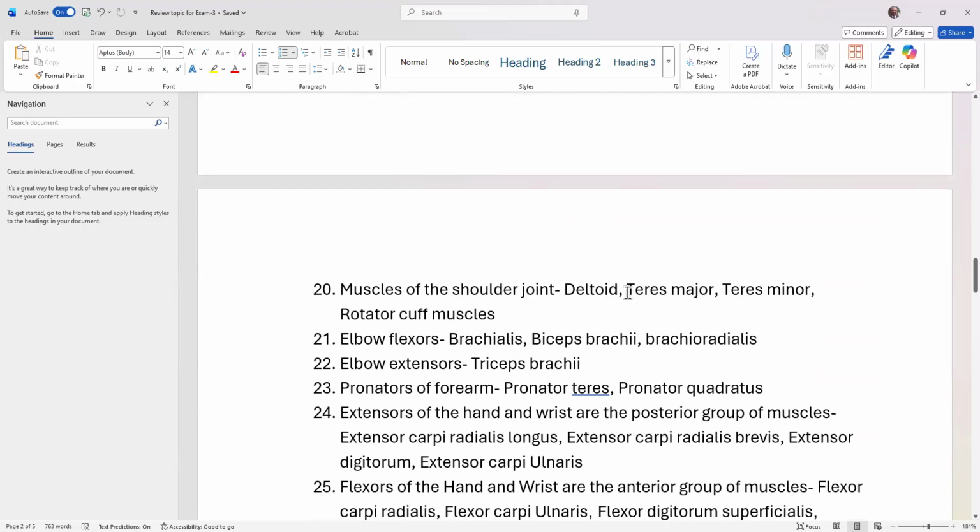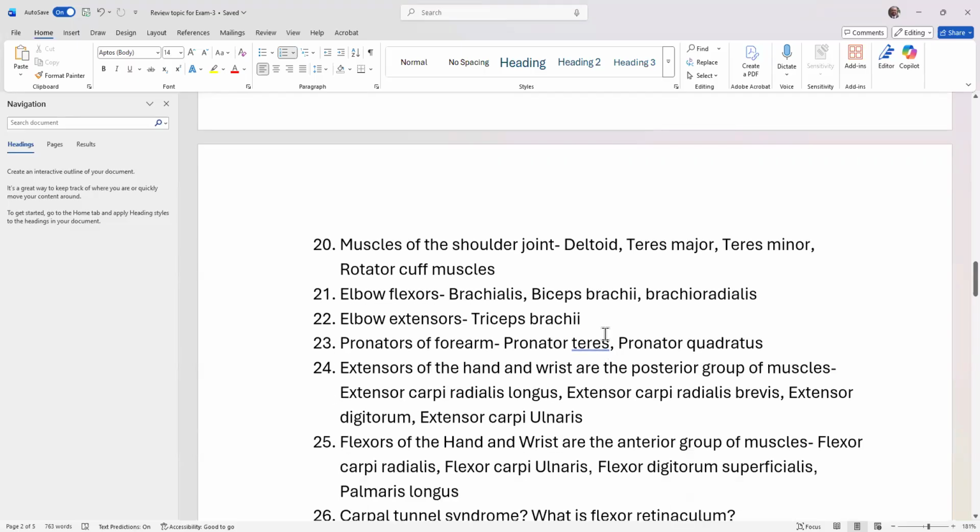Muscles of the shoulder joint, deltoid, teres major, teres minor, rotator cuff muscles, elbow muscles, brachialis, biceps, brachioradialis, elbow extensors, which is the triceps. What are the antagonist muscles? Biceps and triceps, they are antagonist. What are the pronators of the arm?